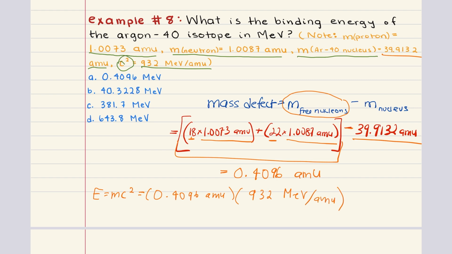So atomic mass units cancel out here. We're going to multiply these out. We're going to approximate this to 0.4, and then we're going to approximate this to 900, and this gives us 360 mega electron volts. And that means that the correct answer for this problem is going to be C, because that value is the closest to 360 mega electron volts.